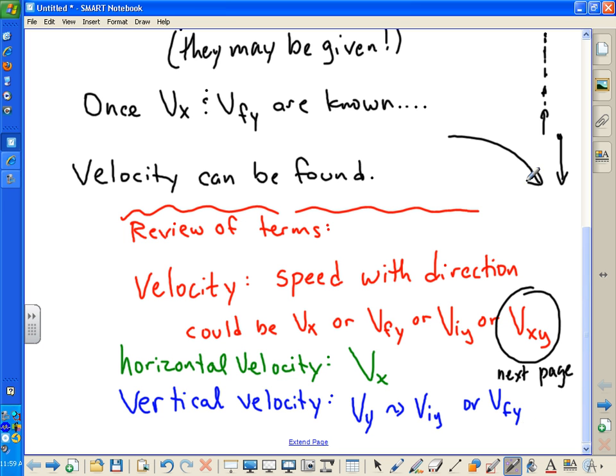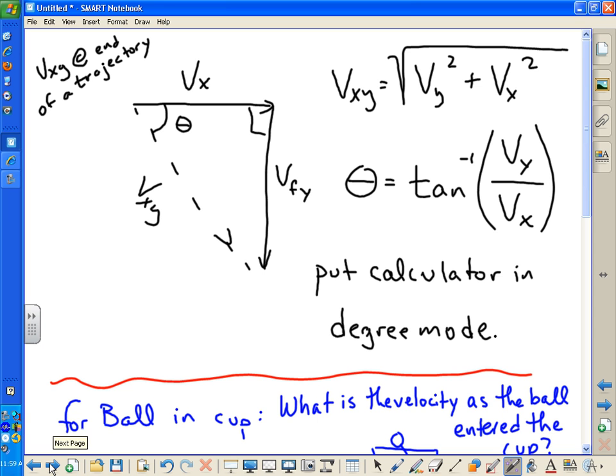All right, so enough with the suspense. What if it is right here? You're looking for Vxy because it's moving at an angle. So on this slide we told you you got to find Vx and you got to find Vfy first, but once you have that, this is how you would do it.